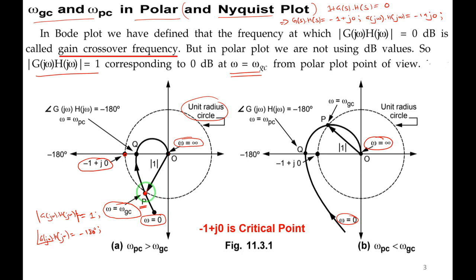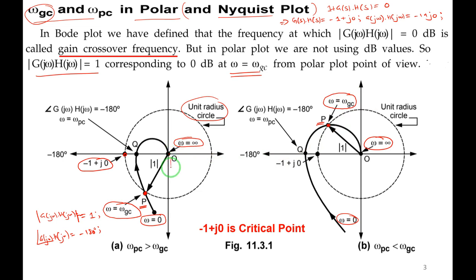The polar plot intersects the unit circle at point P, and this point gives me the frequency that we call the gain crossover frequency, ω_gc. I hope you understood. So we came to know what the gain crossover frequency is from figure A. Similarly, go to figure B. Draw the unit circle once again here, and you can observe the polar plot intersecting here at point P. The corresponding frequency is the gain crossover frequency, ω equal to ω_gc.